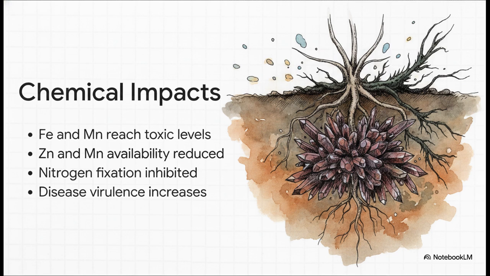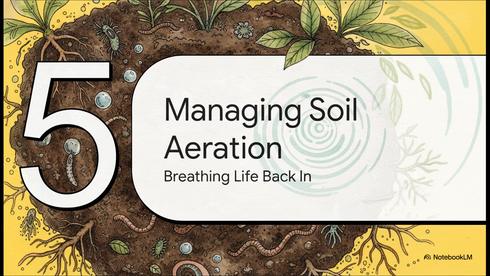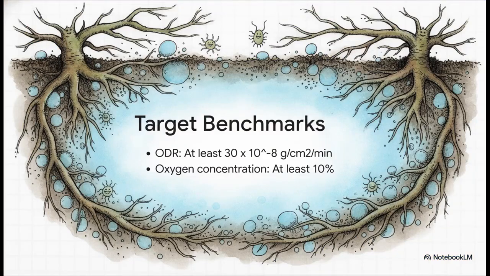So how do we use this science to fix the problem? That's what we'll cover in our final section, Section 5, Managing Soil Aeration, Breathing Life Back In. If we want to maintain a healthy, fully functioning soil ecosystem, we have to hit some exact scientific benchmarks. The oxygen diffusion rate needs to be managed so it sits at a minimum of 30 times 10 to the negative 8th grams per square centimeter per minute. And the overall oxygen concentration within the soil air must be kept at least 10%.